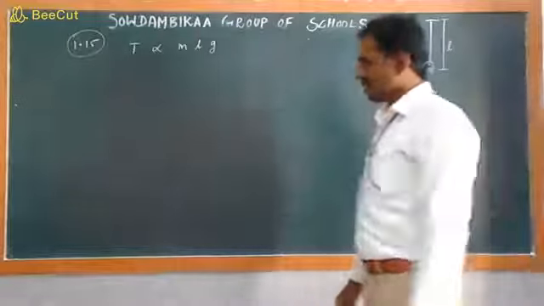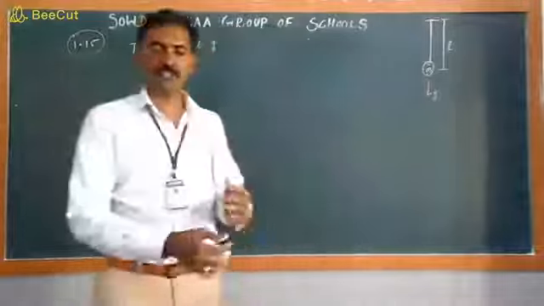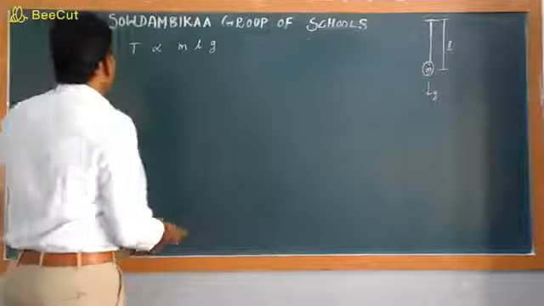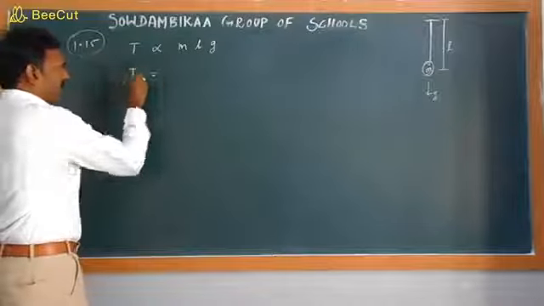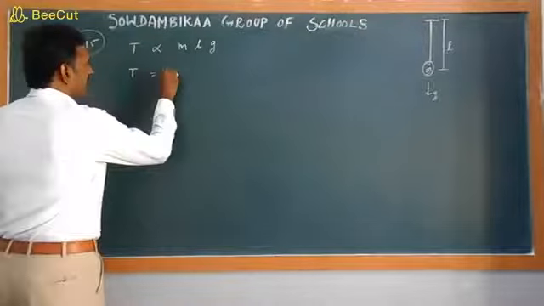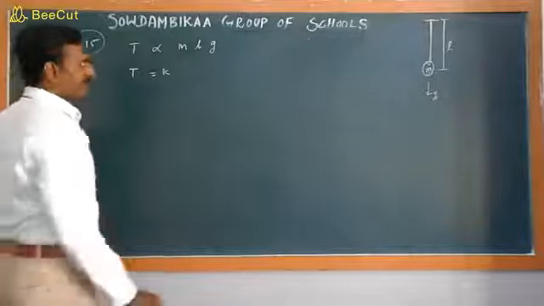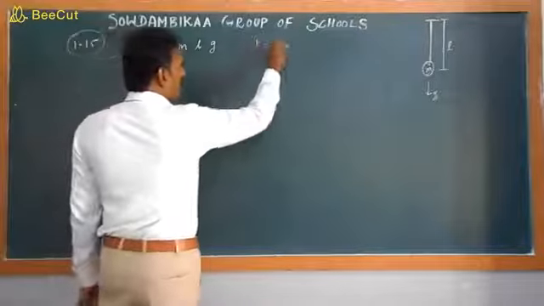Okay. Now I am going to write in the dimensional method, general form. Here, T is equal to k. K is a dimensional constant. Here in our case, the value of k is equal to 2 pi.